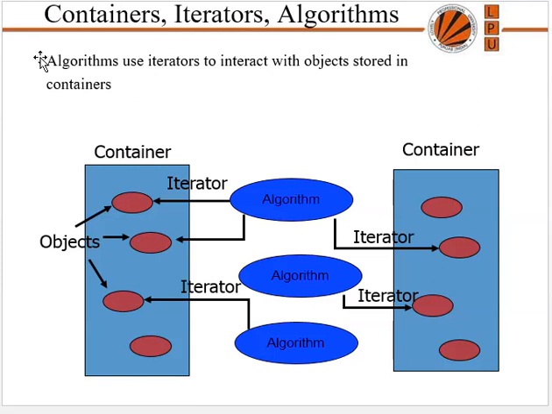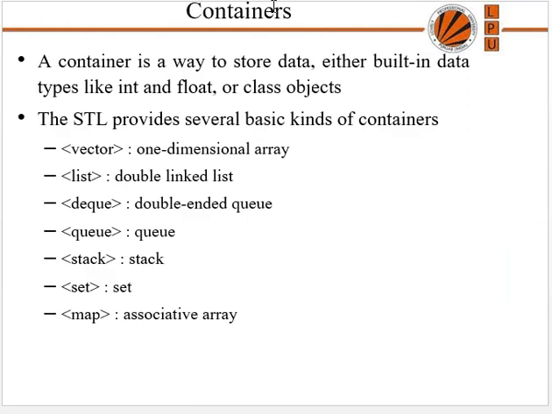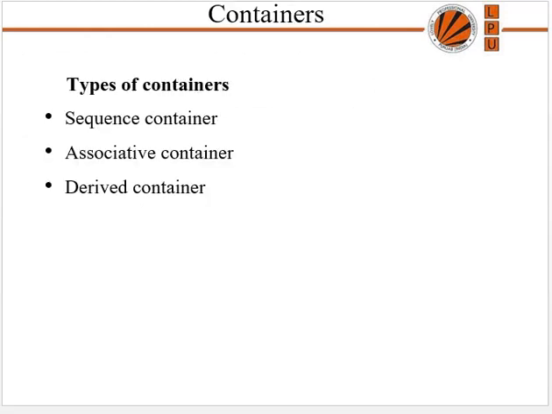If you see, container, iterator and algorithms: algorithms use iterators to interact with objects stored in the container. This is my container with different objects, algorithms, and the iterator is pointing to my objects. Next is containers. Now a container is a way to store data, either built-in data types or class objects. Now STL provides several basic kinds of containers: vector, list, deque or DQ, we can say, queue, stack, set and map. Basically we have three types of containers: sequence containers, associative containers and derived containers.